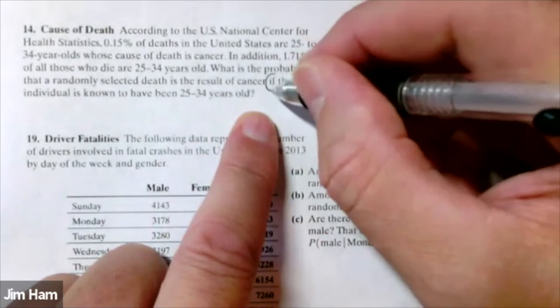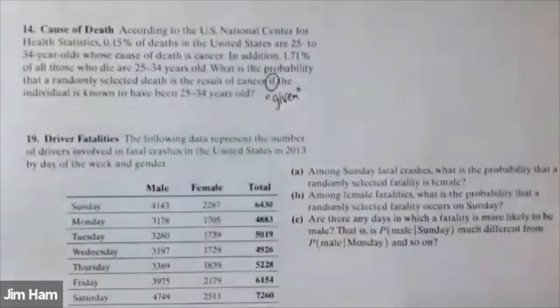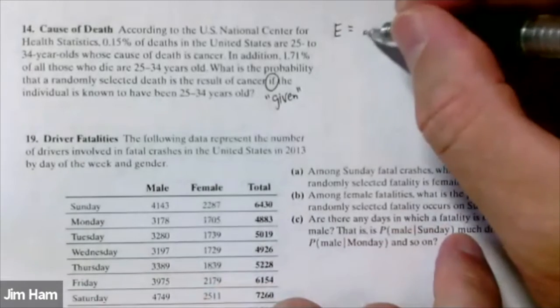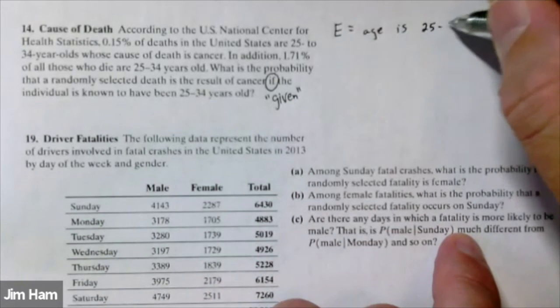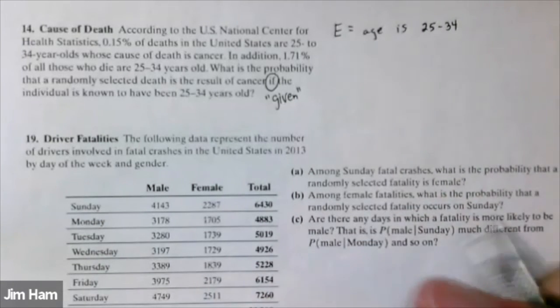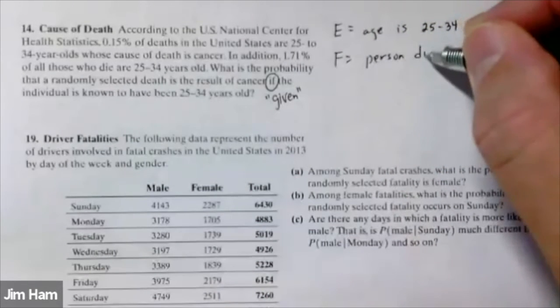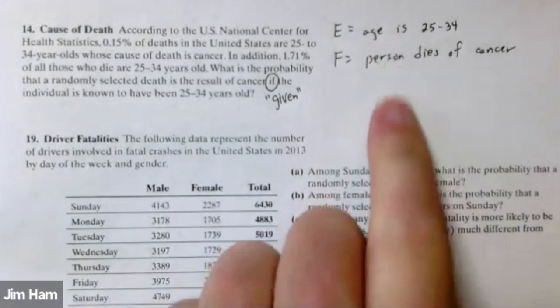So, if is another word that we use to signal conditional probabilities. Given is the one that you're going to see a lot. So we have two events here. One is that the age is in the range from 25 to 34. And the other one is the person dies of cancer. So let's go back, and after I've read it the first time, I have a sense of what the events are. And now we're going to go back and read it using these two events.